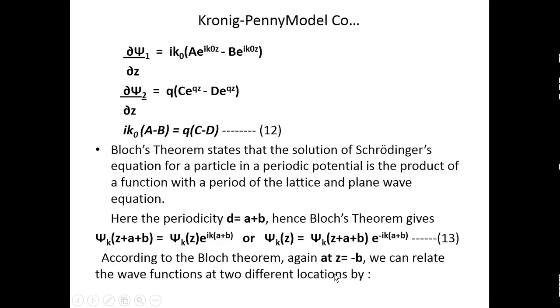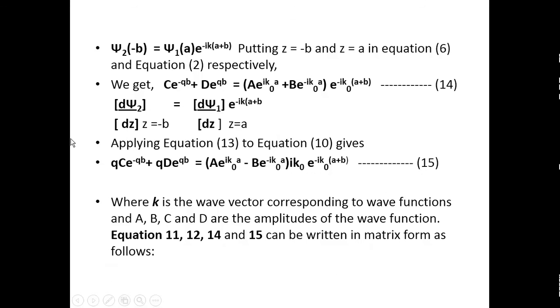According to the theorem, at z equal to minus b, we can relate the wave equation at two different locations. Phi2(-b) is equal to phi1(a) e^(-ik(a+b)), putting z equal to minus b and z equal to a in equations 6 and 2 respectively. Then we get this solution: C e^(-qb) plus D e^(qb) is equal to [A e^(ik0 a) plus B e^(-ik0 a)] into e^(-ik(a+b)).